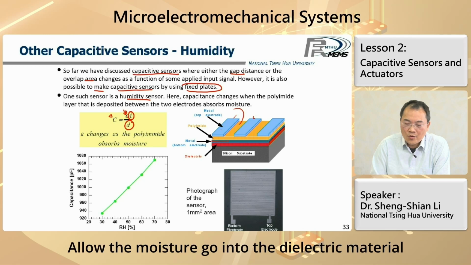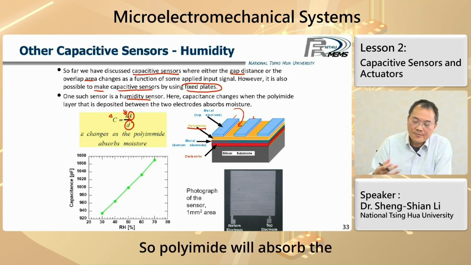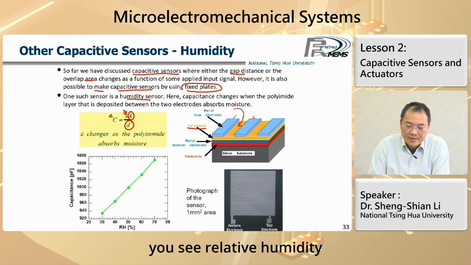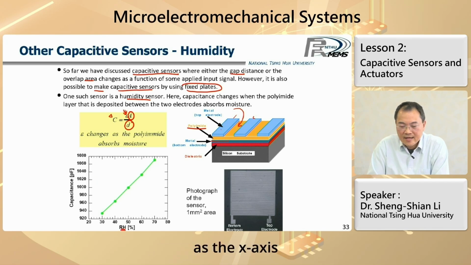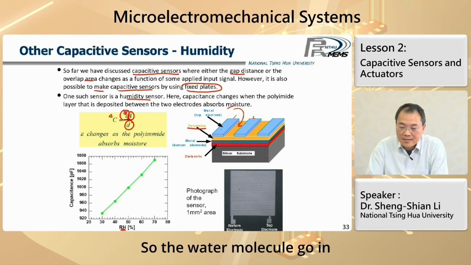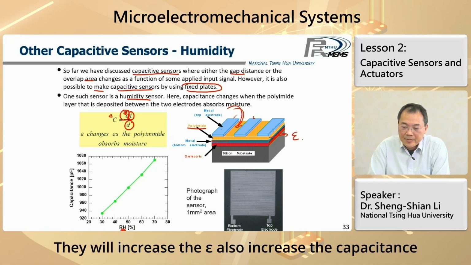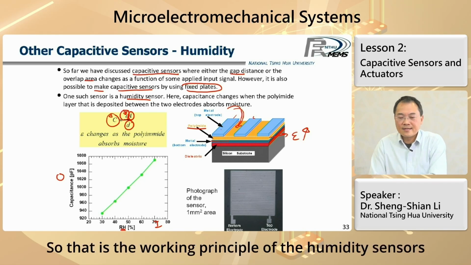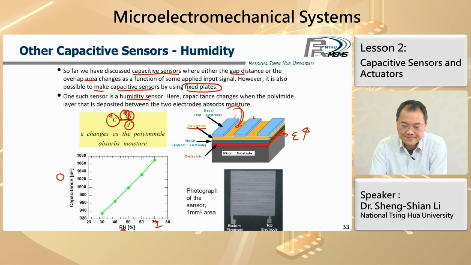This allows the moisture to go into the dielectric material, in this case polyimide. So polyimide will absorb the water molecules inside and also change the dielectric constant. Okay? So with that, you see relative humidity as the x-axis, and on the y-axis the capacitance change, which is based on the permittivity change. So the water molecules go in, they will increase the epsilon, and also increase the capacitance. So you can have the output and input quite linear in this case. So that is the working principle of the humidity sensors.